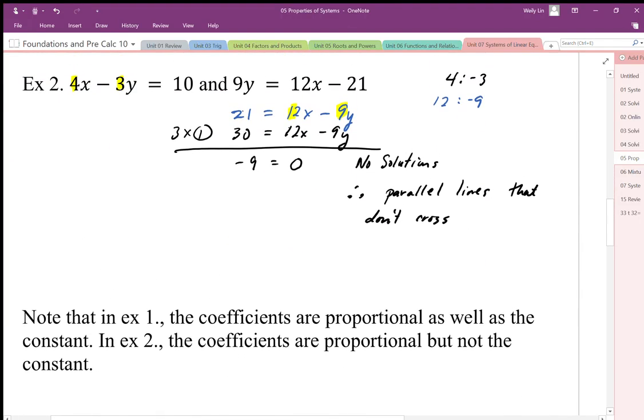So the other way we can solve this is we can just look at the coefficients and see that they are proportional. And if all the coefficients are proportional, then we know that we have infinite solutions. So that's example 1. In example 2, the coefficients are proportional, but the constant coefficient is not proportional. That means that we have parallel lines, but not the same line, so we have 0 solutions.